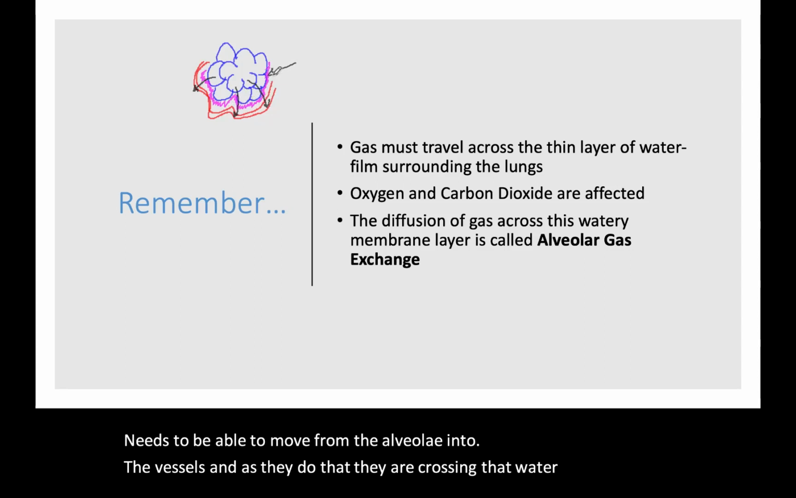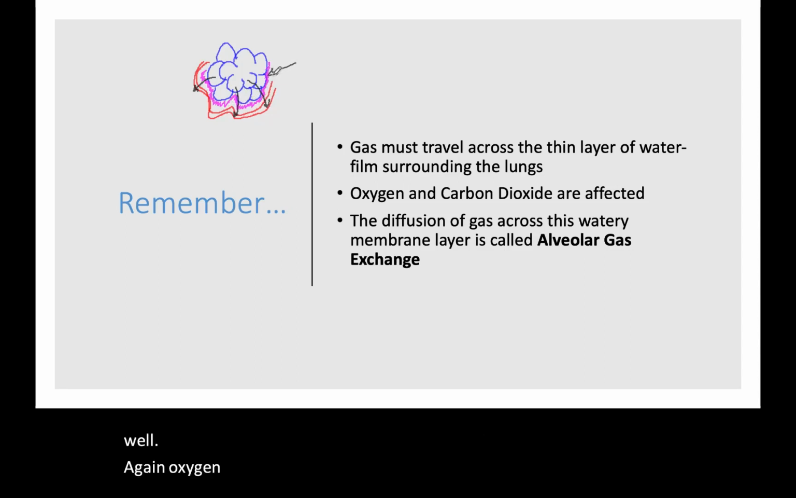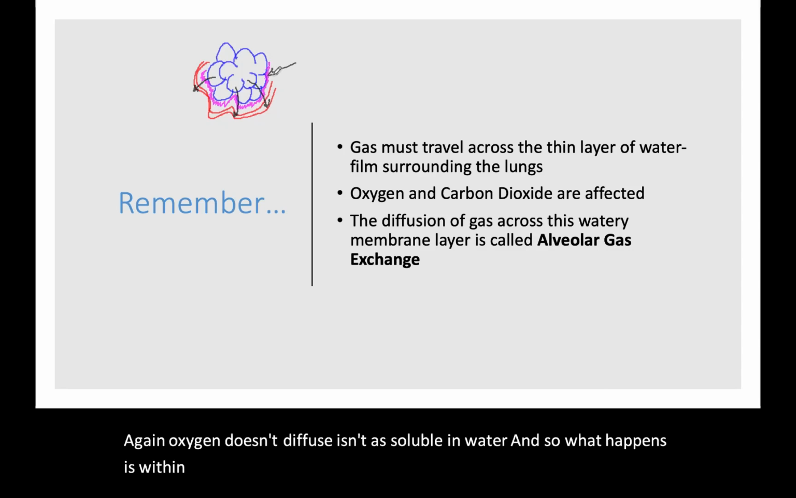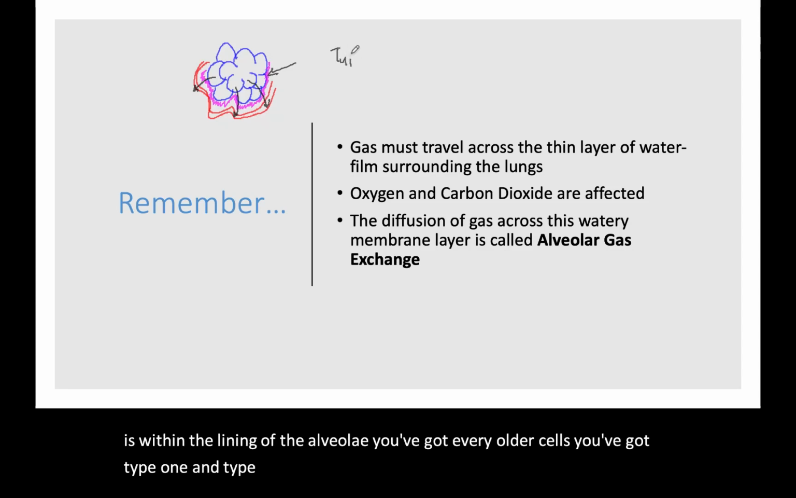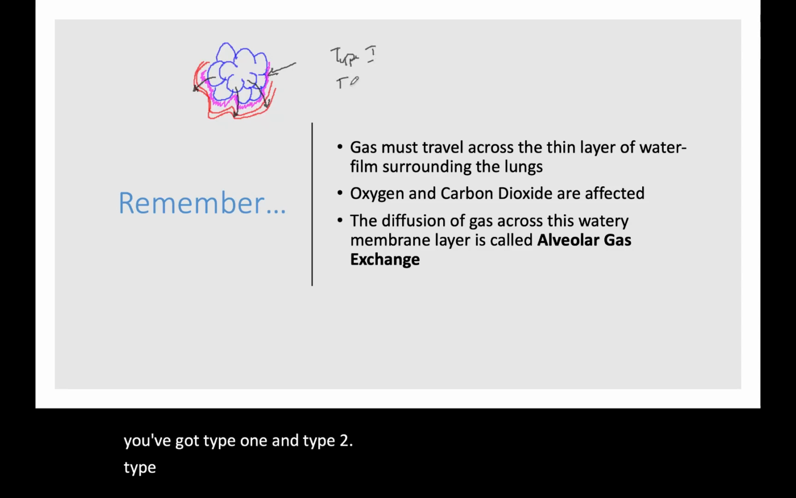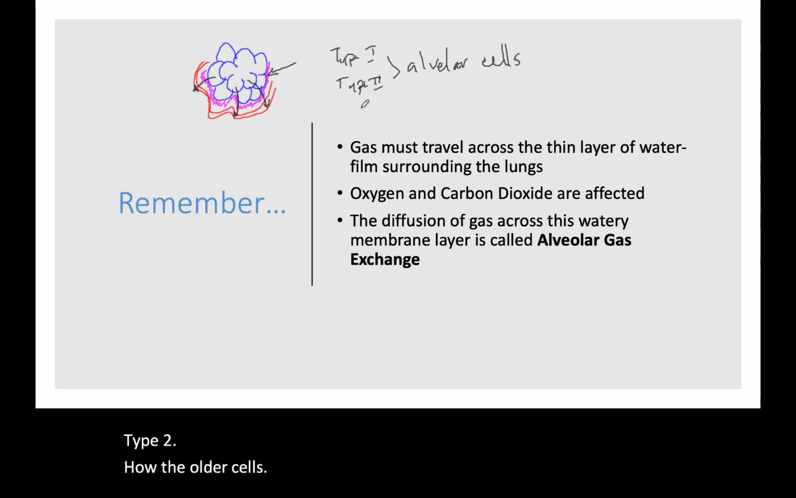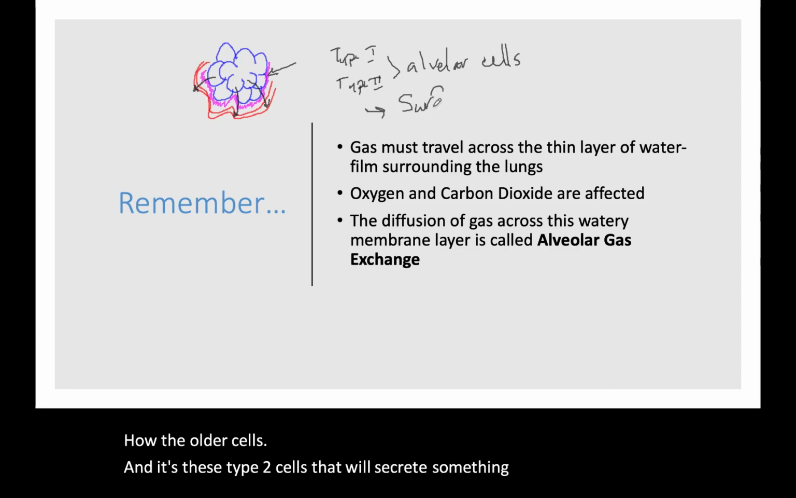Well, again, oxygen isn't as soluble in water. And so what happens is within the lining of the alveoli, you've got alveolar cells. You've got type 1 and type 2 alveolar cells. And it's these type 2 cells that will secrete something called surfactant.